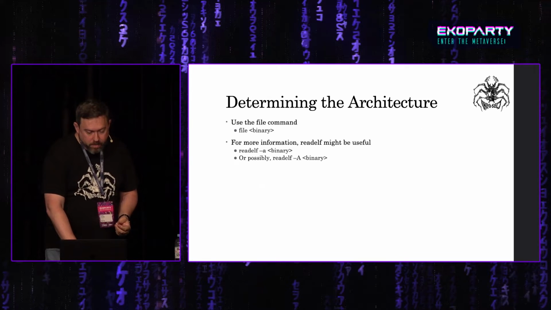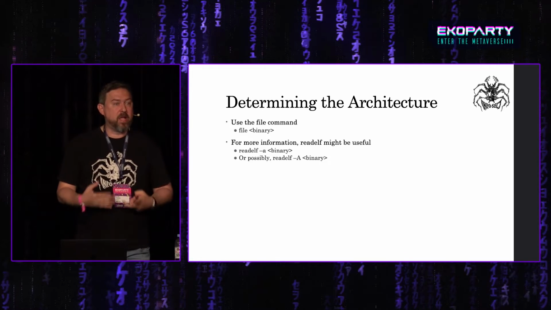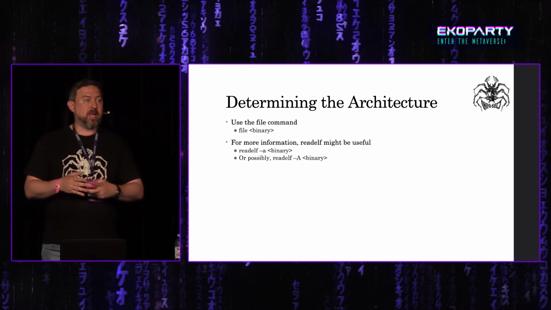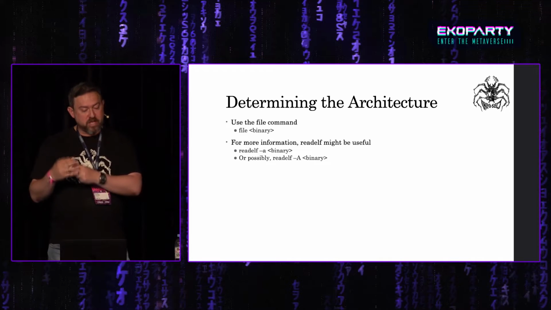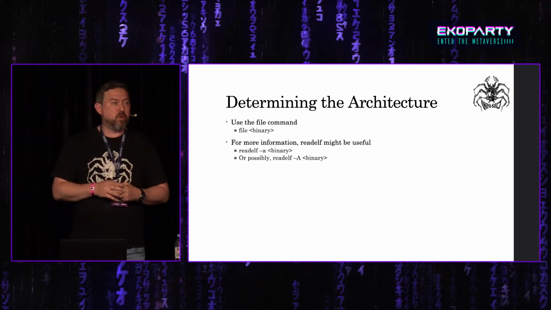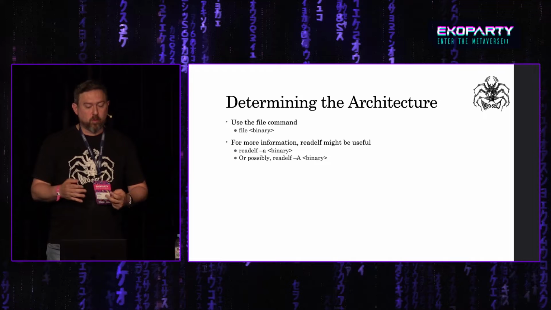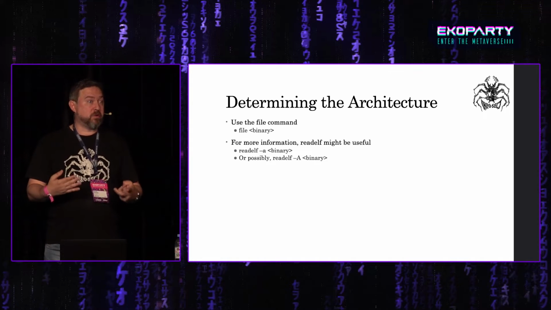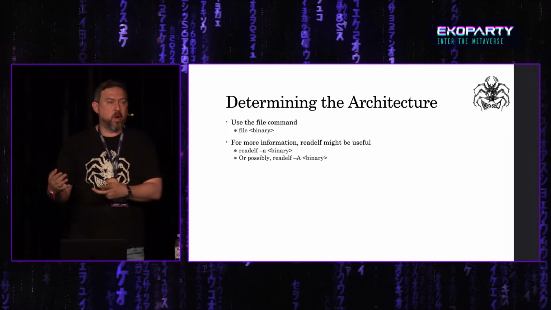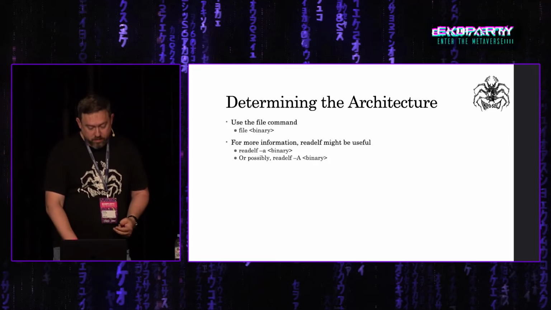appropriately. You can use the file command to see a little bit of information about an executable on that root file system that you've extracted. Or you can run readelf with the -A for all option, or the -A to show you architecture information as well on a particular binary and executable in that root file system.